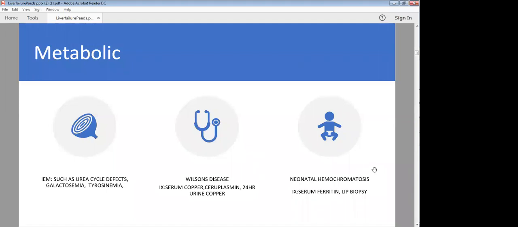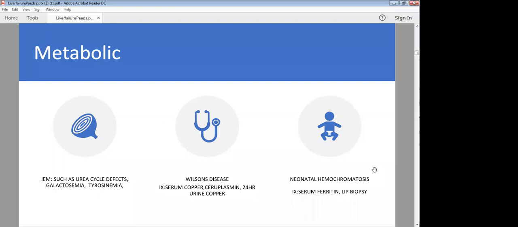So I will go to metabolic causes, which are important causes in acute liver failure. For example, first is urea cycle defect. In our body there is a lot of metabolism; in a second, there are thousands of metabolic reactions occurring. Inborn error of metabolism is generally due to enzyme deficiency. In urea cycle defect, there is an enzyme deficiency in the urea cycle. Our body catabolizes the amino acids, but if there is a urea cycle defect, there will be abnormal metabolism.